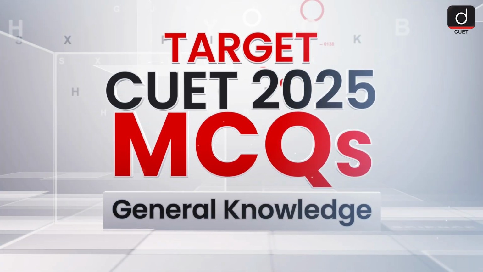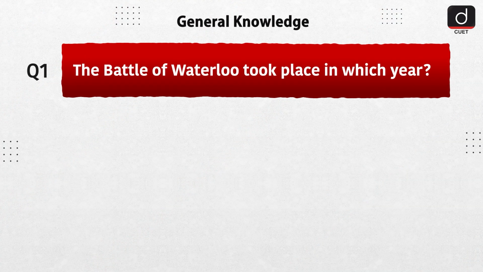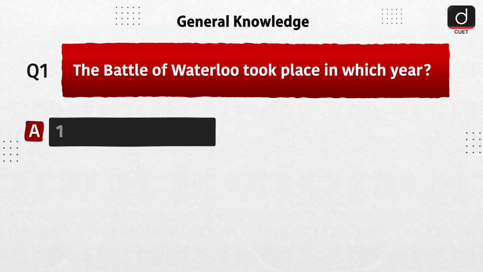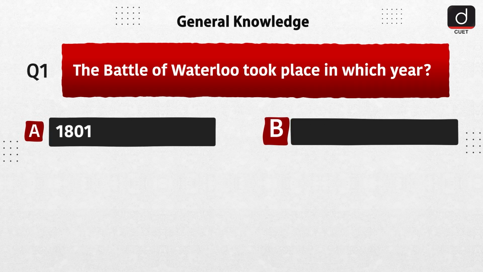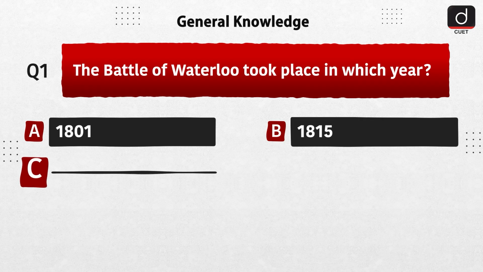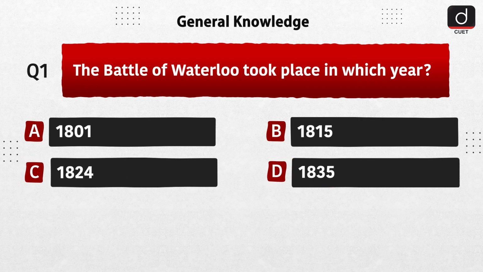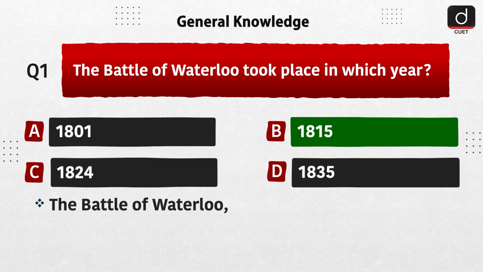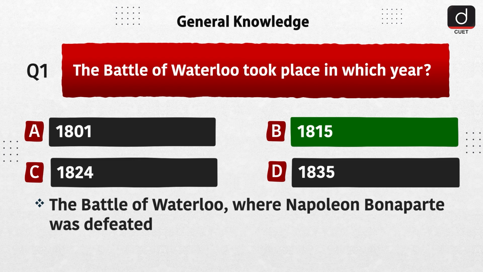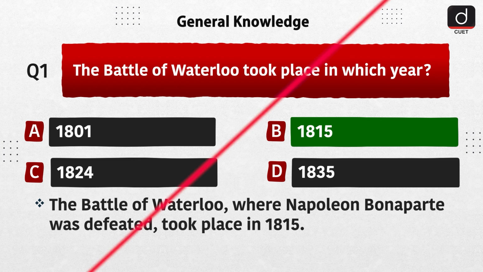Let's start today's episode. First question is, the Battle of Waterloo took place in which year? Option A, 1801, option B, 1815, option C, 1824, option D, 1835. The correct answer is option B, 1815. The Battle of Waterloo, where Napoleon Bonaparte was defeated, took place in 1815.